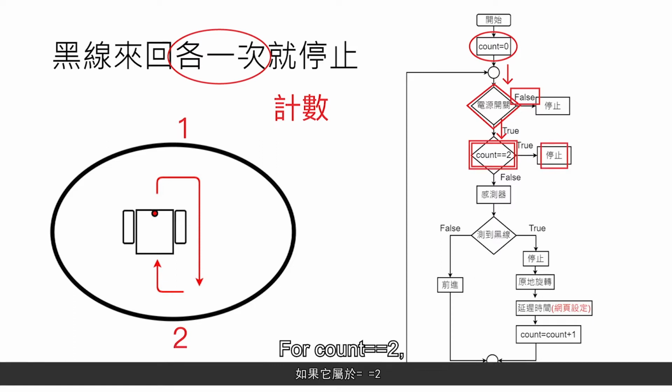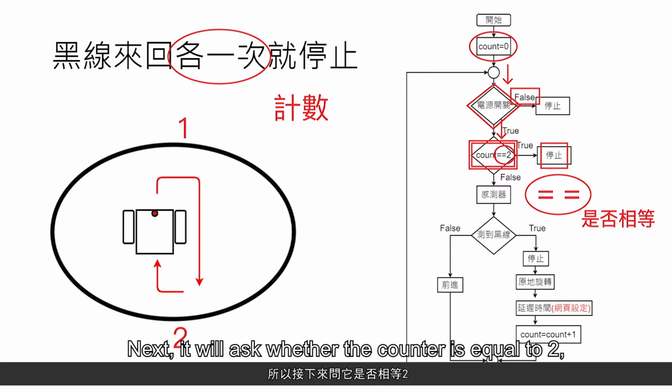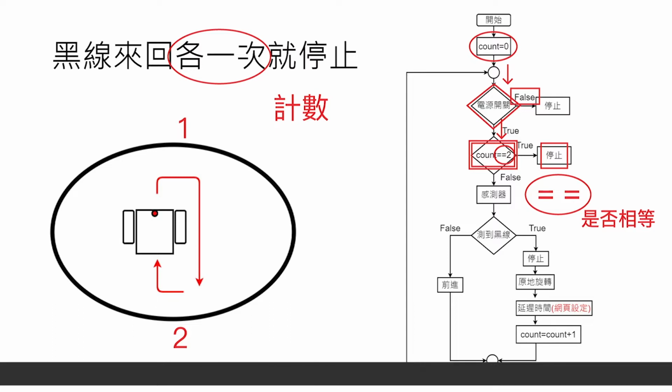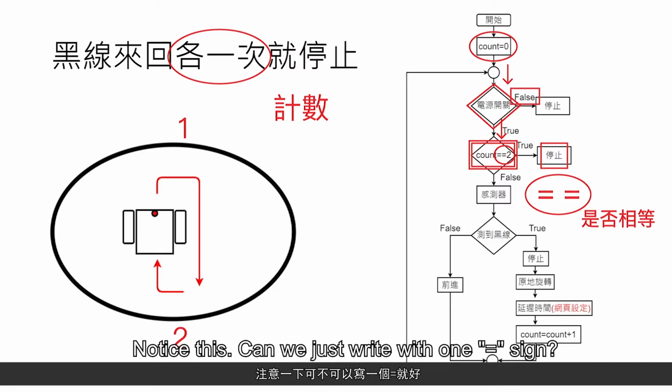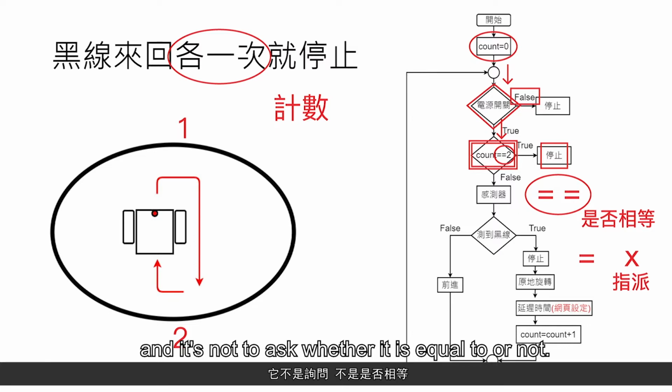For count double equals 2, the double equal sign means whether it is equal to. This is what it represents. Next, you will ask whether the counter is equal to 2. If it is, then it can stop. Notice this, can we just write it with one equal sign? No, we cannot. Equal is used to assign values, and it is not asked whether it is equal to or not.